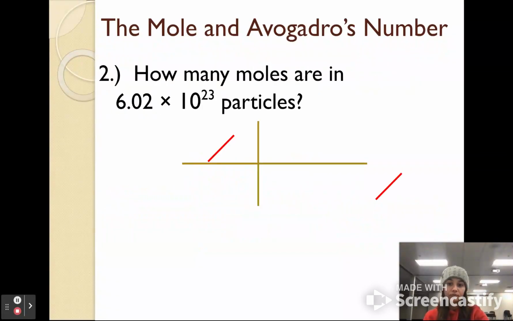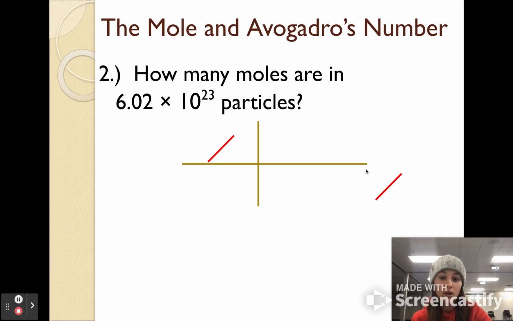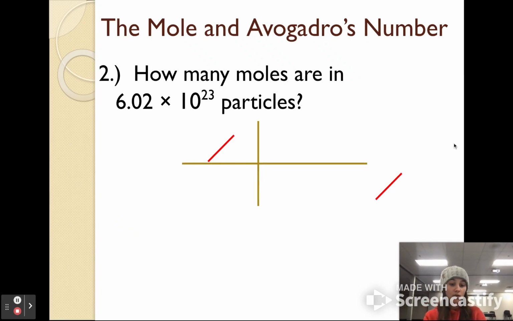Awesome. All right, here's another problem. How many moles are in 6.02 times 10 to the 23rd particles? So what is my known information? What did they give me in the problem, right? It is 6.02 times 10 to the 23rd. That's my known. My unknown are moles. That's what I'm trying to get to. So I have my known, and I'm going to put my known in the top left corner every single time.